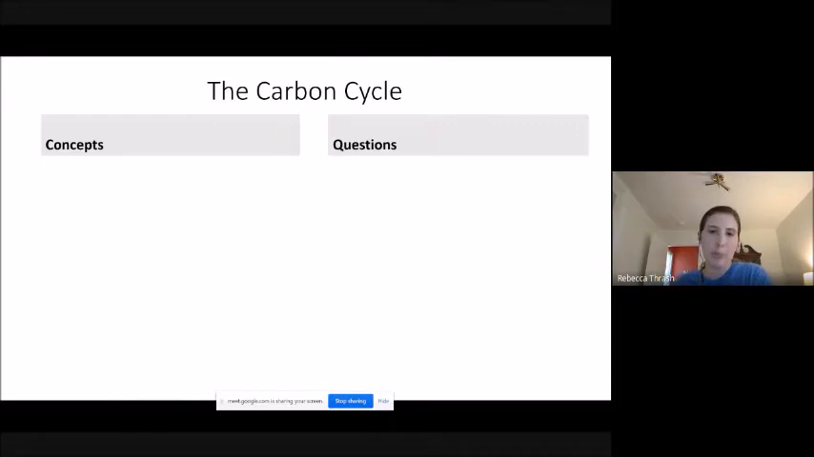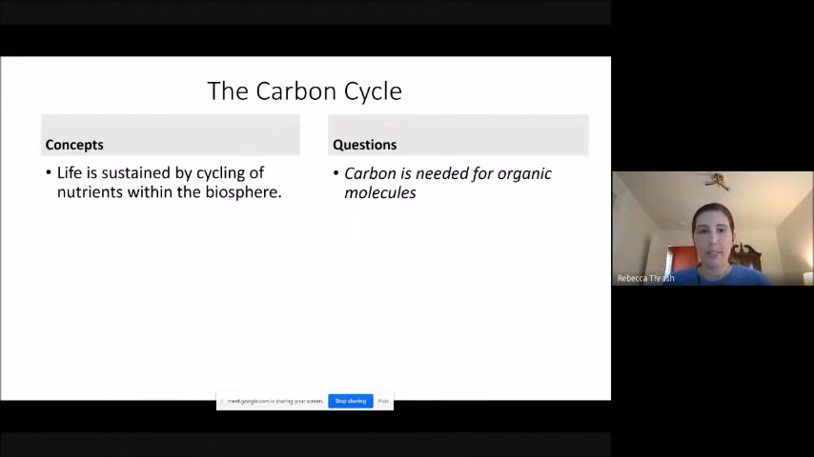Let's wrap up the carbon cycle with our 3 concepts. So 1, life is sustained by cycling of nutrients within the biosphere. What we need to know about that is that carbon is needed for organic molecules, usually in the form of molecules for energy like glucose or other sugars, but it's also the backbone for pretty much all organic life.